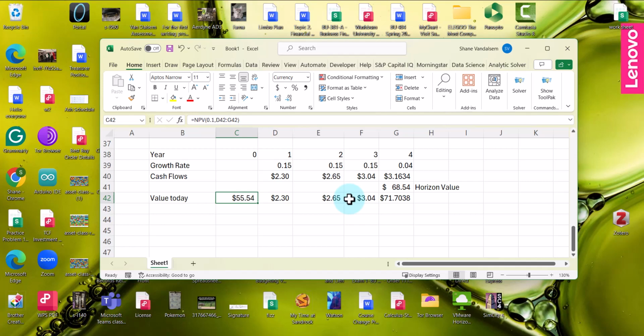So I wanted to provide some practice for you on how to calculate the price of a stock using its expected dividends in several different kinds of situations there. So you can get a feel for growing the dividends and then finding the horizon value and finding the present value of the stock.